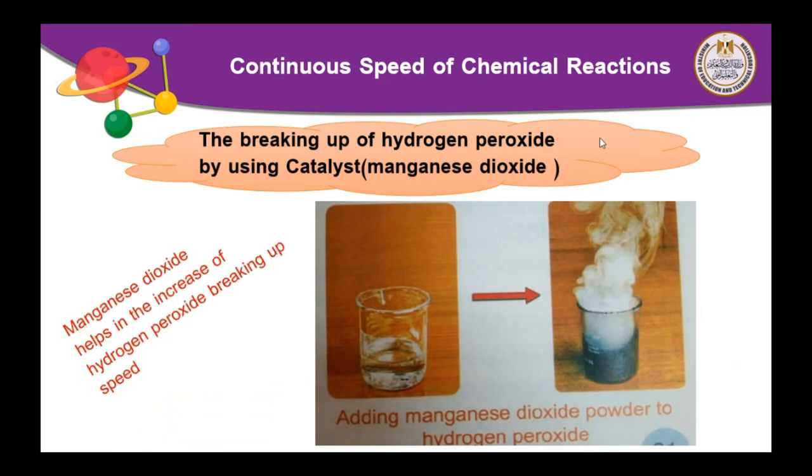So manganese dioxide helps in the increase of hydrogen peroxide breaking up speed. Okay? But by adding manganese dioxide to the beaker that contains hydrogen peroxide, what will happen? Oxygen gas and water are formed. So the catalyst increases the speed of the chemical reaction in this case.